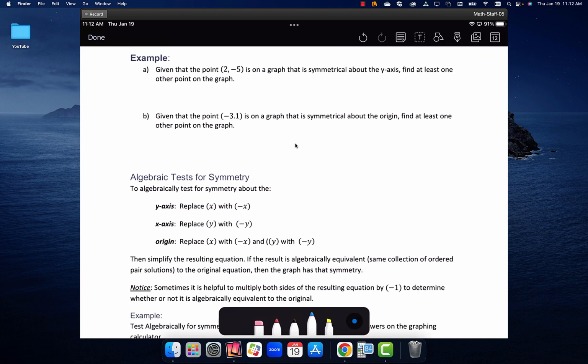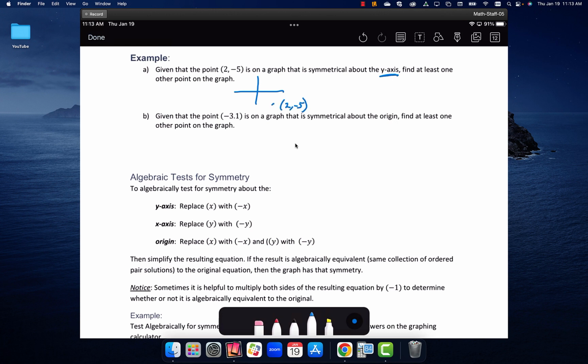Let's look at these examples. Given the point (2, -5) is on the graph and it's symmetric about the y-axis, find at least one other point on the graph. So if we know that (2, -5) is on the graph and we know it has symmetry about the y-axis, if you want, you can sketch it.